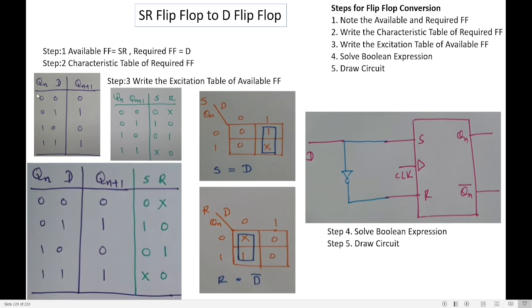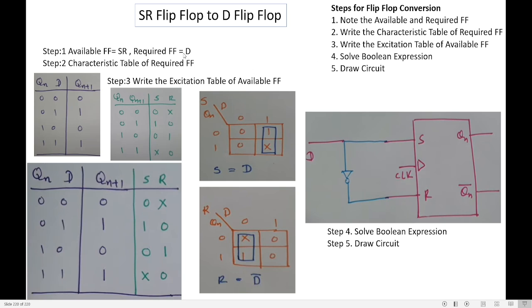Since the next state depends upon the present state and D: 0, 0, 0; 0, 1, 1; 1, 0, 0; 1, 1, 1. Output and the input should be the same. D is the input. Whatever input you have in the D will come as such to the output. This is the characteristic table of D flip-flop. Now what is the third step? Third step is write the excitation table of the available flip-flop.